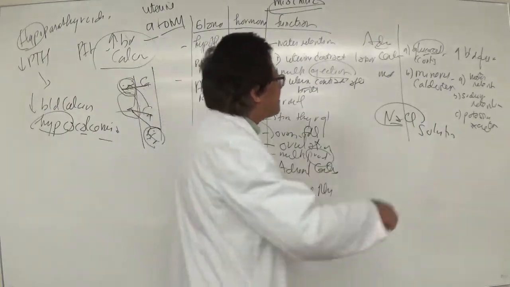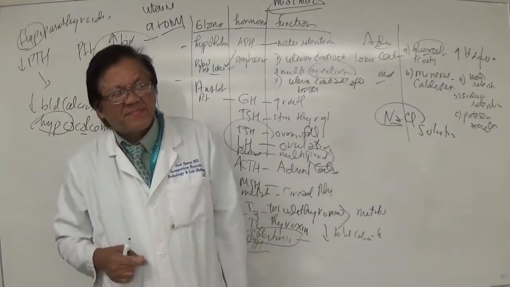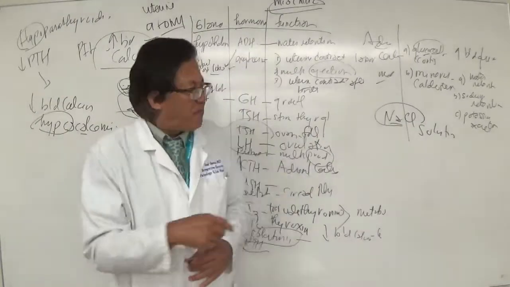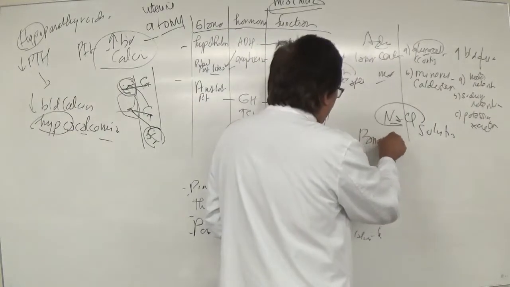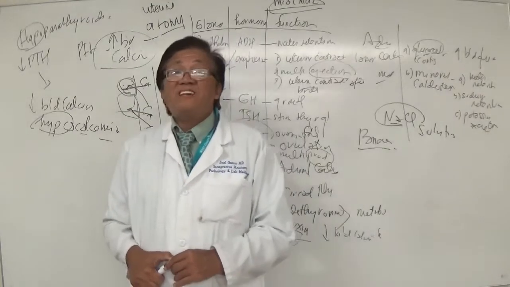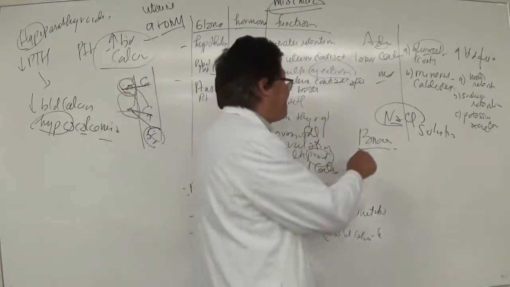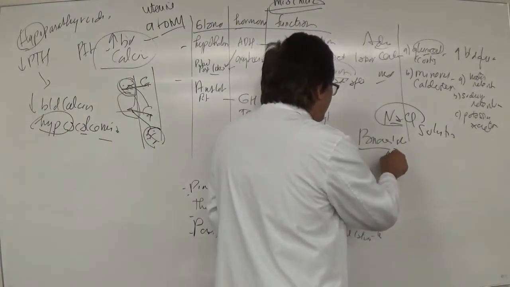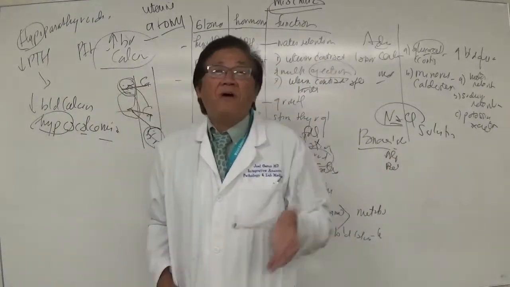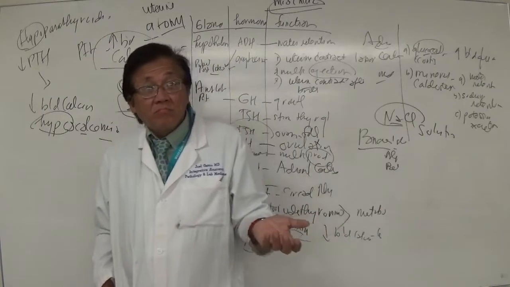Okay, now, next. After the adrenal gland, what's next? Well, kidney, I can write the kidney there. Let's talk about the pancreas. What is in the pancreas that is the endocrine component? The islets of Langerhans. You have alpha, beta, and what else? Delta. Now, alpha, what do they secrete? Glucagon. Beta? Insulin. Delta?